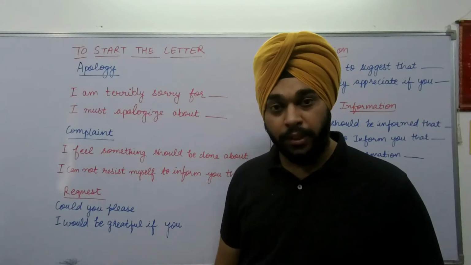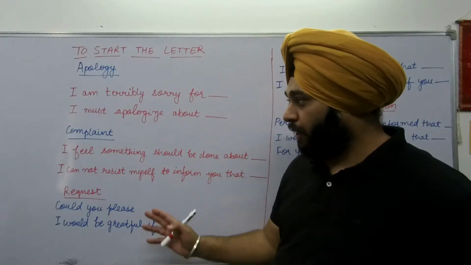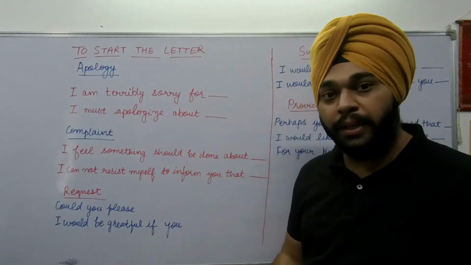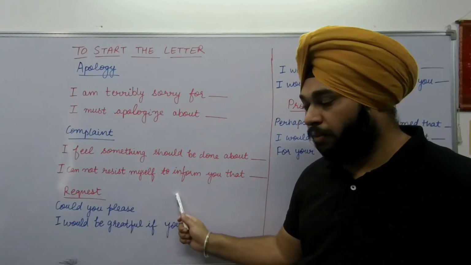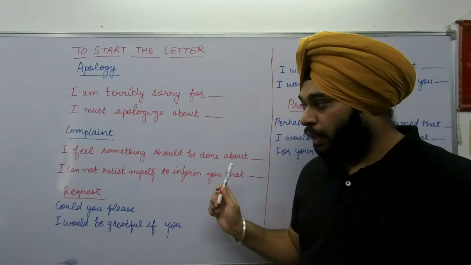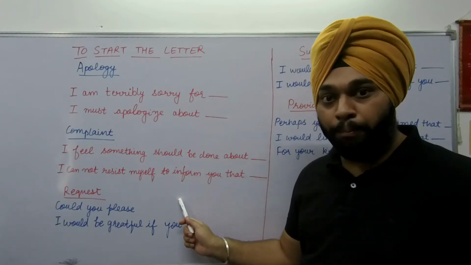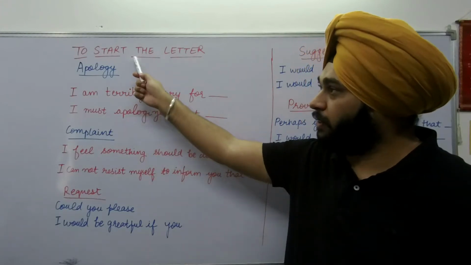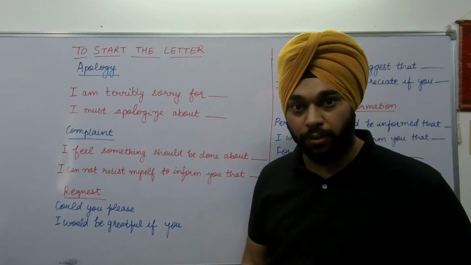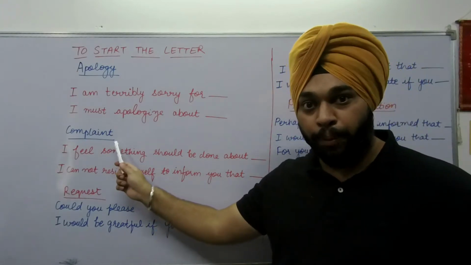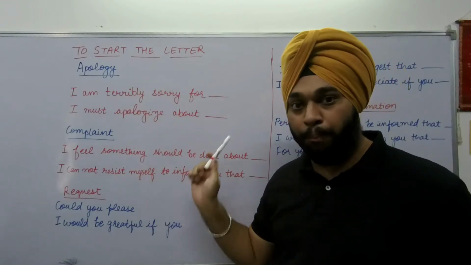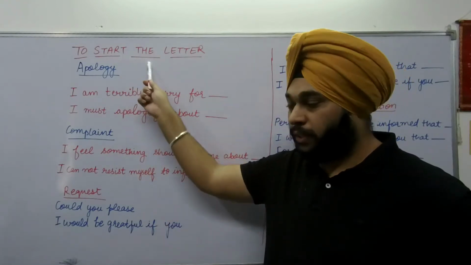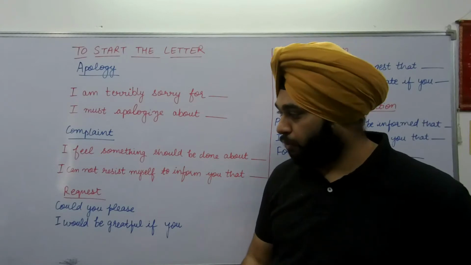The next situation is complaint. So I have written, I feel something should be done about dash, or I cannot resist myself to inform you dash. These are the two templates that will be used at the start of the letter, in the introduction of the letter for complaint, and this is for the apology. These examples are all for the start of the letter, in the introduction.